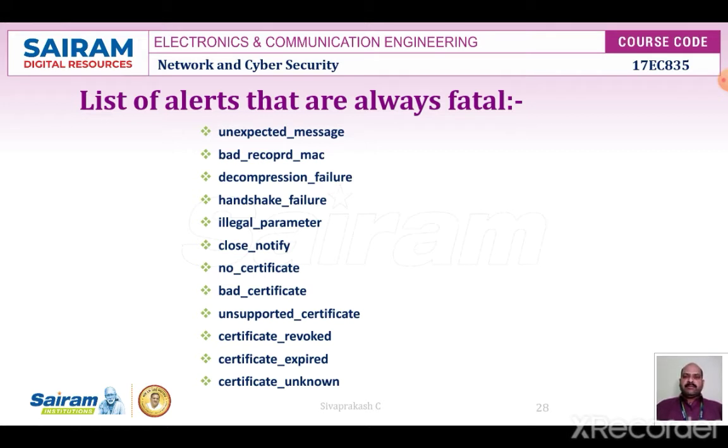Next one, handshake failure. When the sender was unable to negotiate an acceptable set of security parameters given the options available, it can show an alert message to the peer entity that a handshake failure has happened. Next one, illegal parameter. A field in a handshake message was out of range or inconsistent with other fields. Such a time is shown as an illegal parameter. The next one is close notify. What actually is close notify?